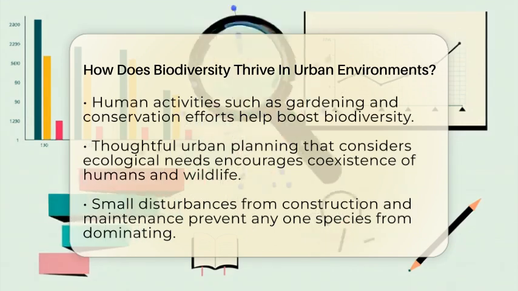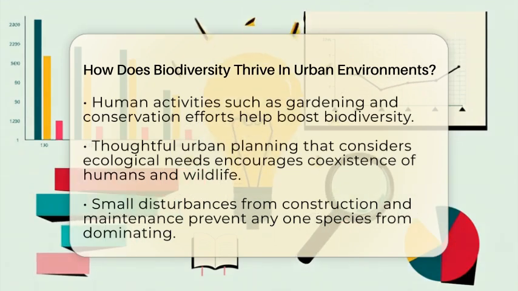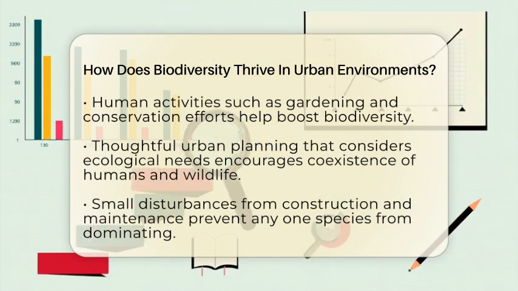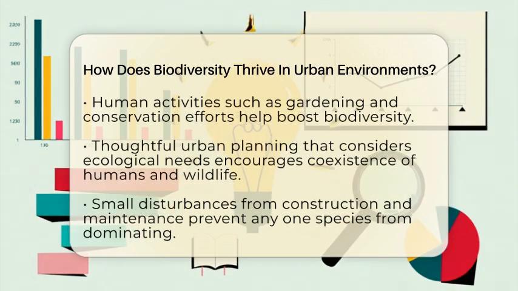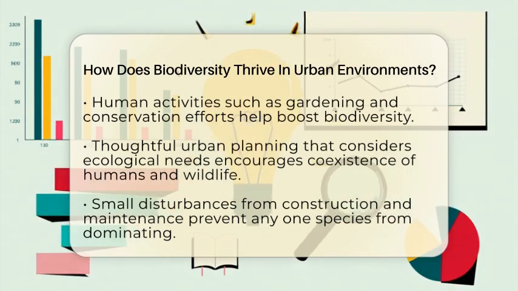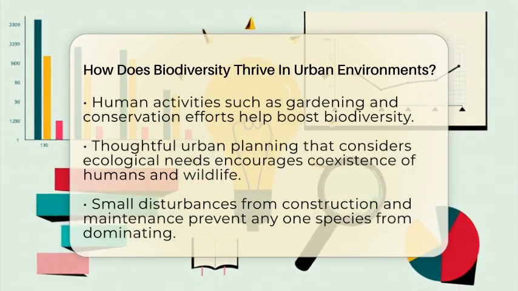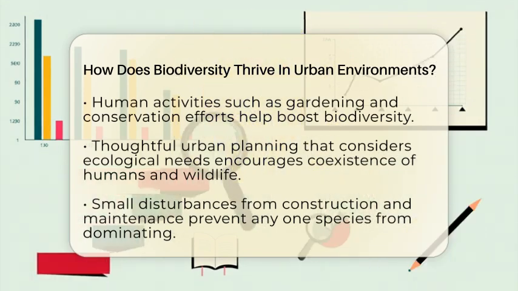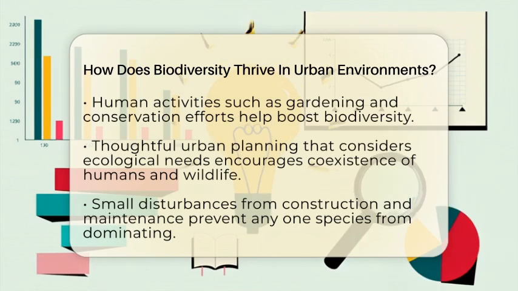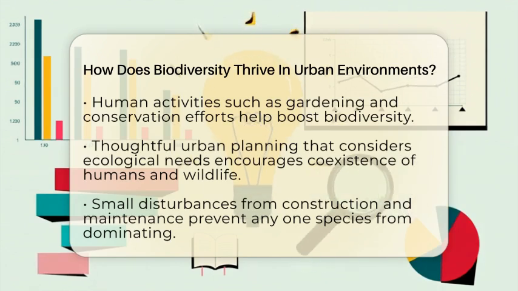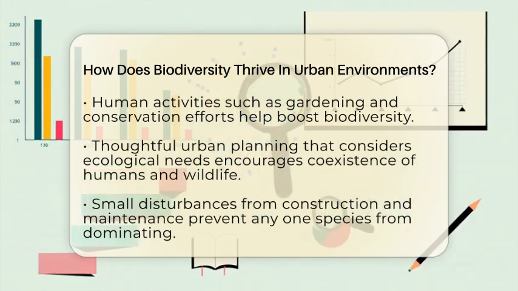Another factor is the idea of intermediate disturbance. In cities, activities like construction, gardening, or regular maintenance create small disruptions. These disturbances prevent any one species from taking over completely, allowing others to thrive. This balance helps keep urban ecosystems diverse.